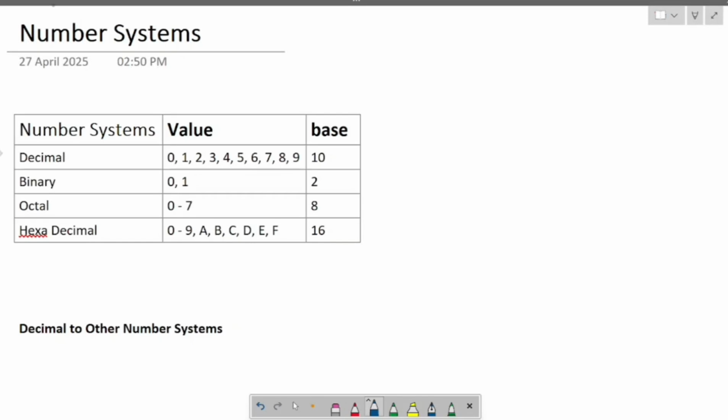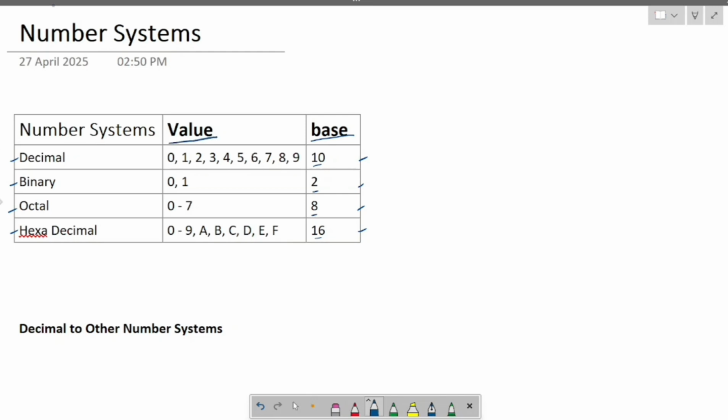Number systems, majorly we have 4 types, that is decimal, binary, octal, hexadecimal. So base value, okay, base for the decimal is 10, binary it is 2, octal it is 8, and hexadecimal it is 16. Now why this is 10, 2, 8, 16 means when we see this value we will get the base values.